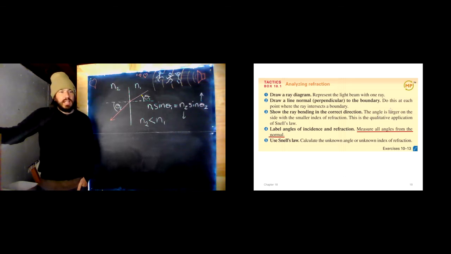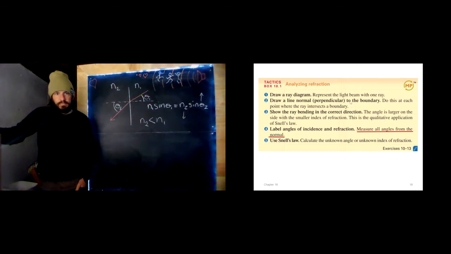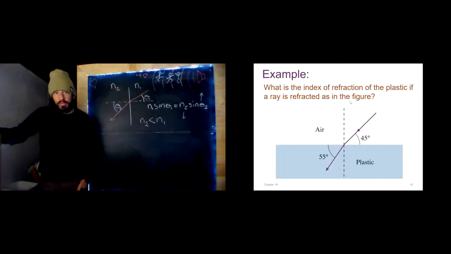And again, here we see this sort of memorized fact. The angle is larger on the side with smaller index of refraction, and the angle is smaller on the side with the larger index of refraction. And be careful, we're measuring our angles from normal, and then we use Snell's law to calculate what we're looking for. Okay, let's do a quick example.